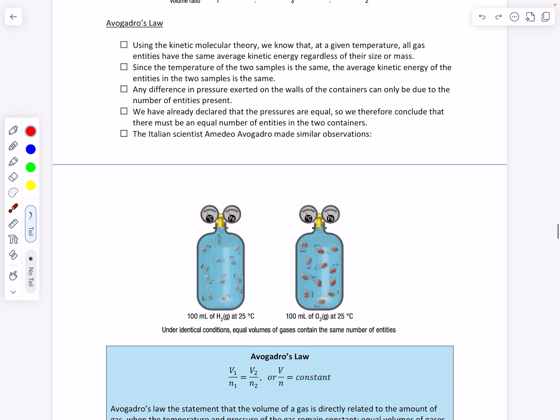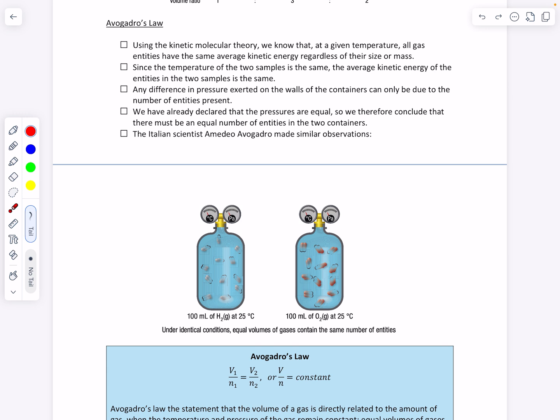Avogadro's Law. Using the kinetic molecular theory, we know that at a given temperature, all gas entities have the same average kinetic energy regardless of their size or mass. Since the temperature of the two samples is the same, the average kinetic energy of the entities in the two samples is the same. Any difference in pressure exerted on the walls of the containers can only be due to the number of entities present. We have already declared that the pressures are equal, so we therefore conclude there must be an equal number of entities in the two containers.